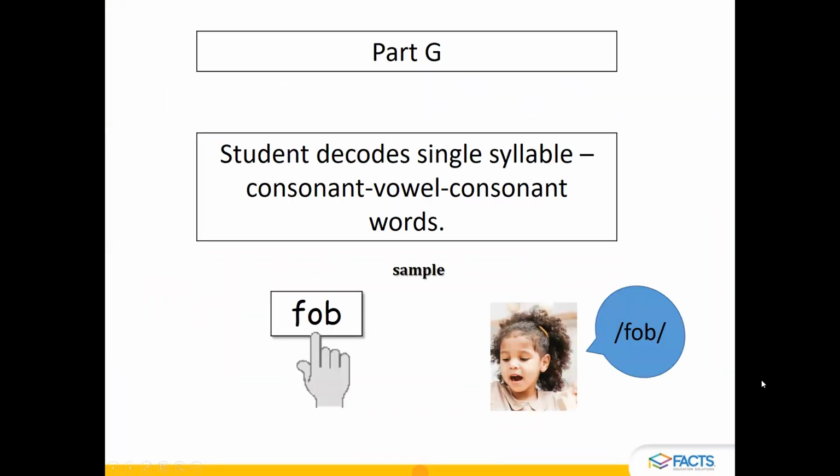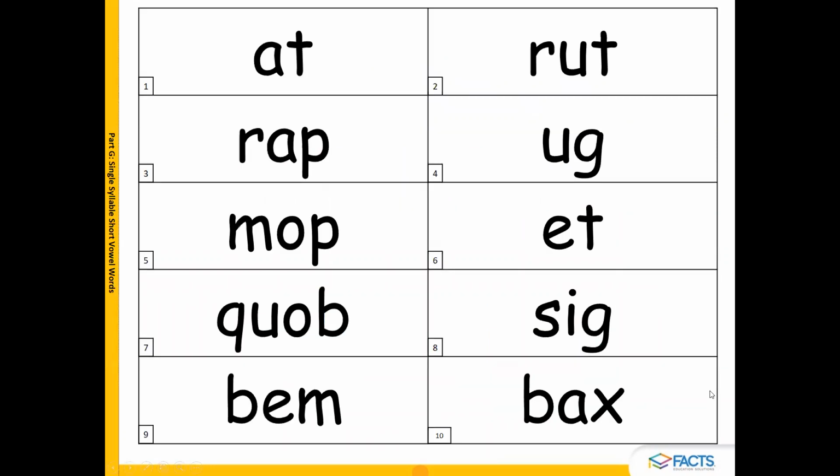The next part, students are going to decode single syllable CVC words. That means there's a consonant and then a vowel and then a consonant. And let's look at what these look like. This is one of those sections that need to be done one-on-one, as well as the other articulating sections. So when the child is articulating the consonant sounds, that needs to be done one-on-one. When the child is articulating the short vowel sounds, that needs to be done one-on-one. This also needs to be done one-on-one.